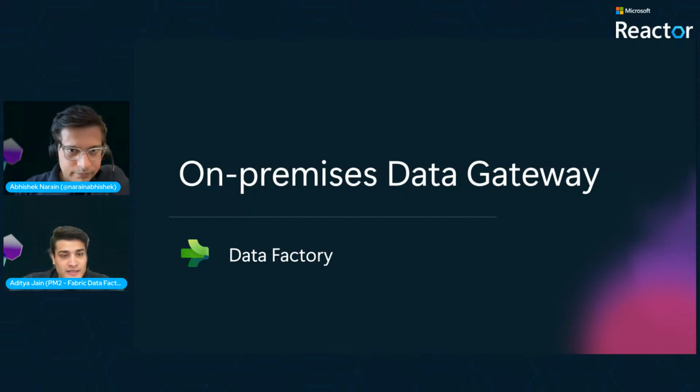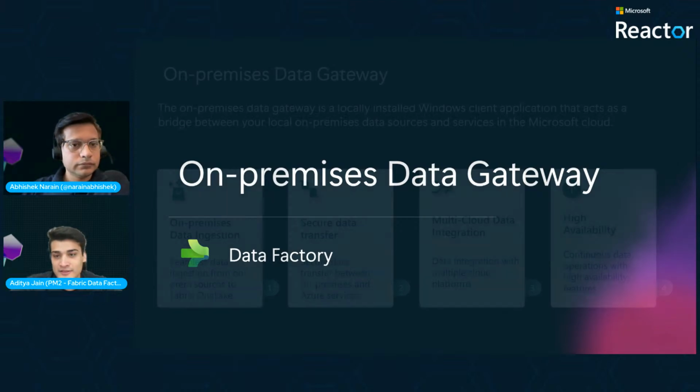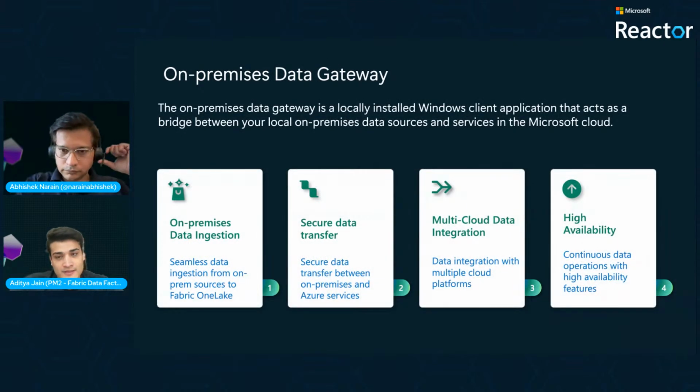Awesome. Thank you, Abhishek. So yeah, let's talk about the Microsoft on-premises data gateways. In simple terms, as Abhishek mentioned earlier as well, on-premises data gateway is a locally installed Windows client application that acts as a secure bridge that allows cloud-based services like Microsoft Fabric, Power BI, and probably ones you might have used, like Power Apps, Power Automate, and others, to securely access on-premises data without moving any of their data to the cloud.